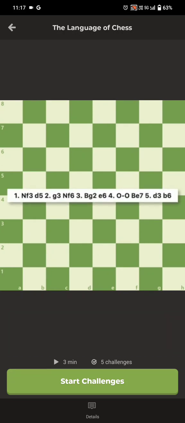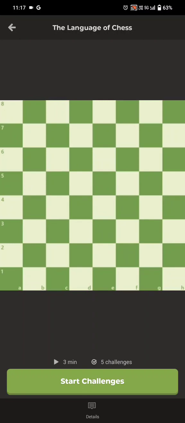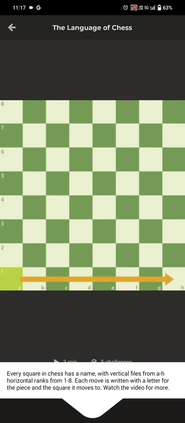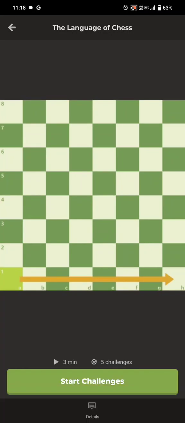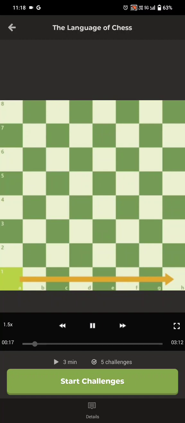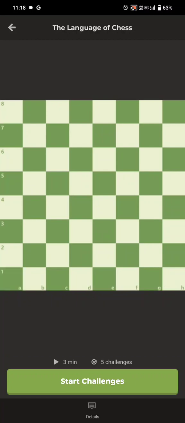Notation, which is often referred to as the language of chess. Every square on the chessboard has a name, which is actually just its coordinates. As we mentioned before, each column is called a file, and each row is called a rank. Every file in chess is given a letter, starting with the letter A on the left side of the board and going all the way to the letter H on the right.